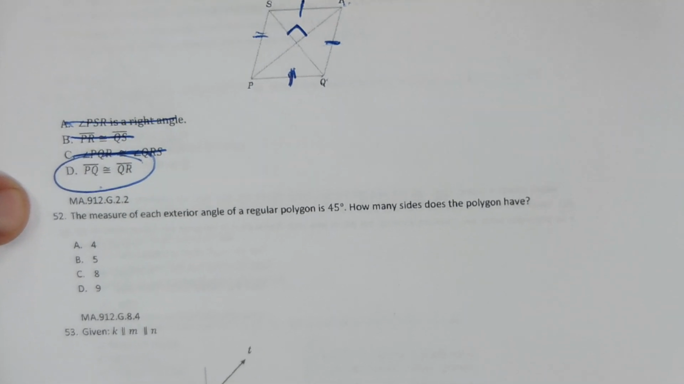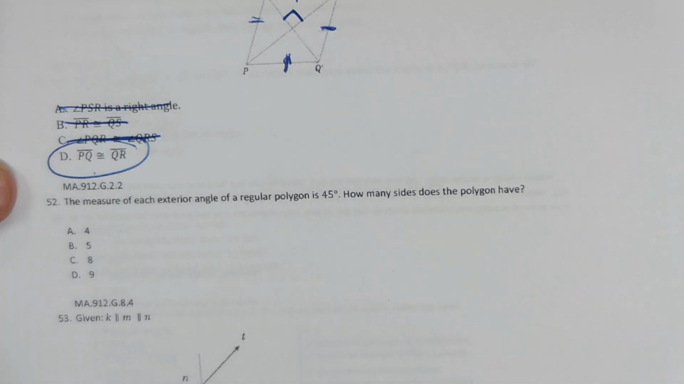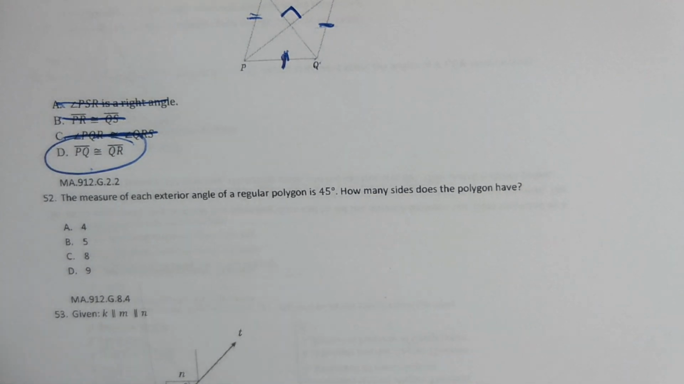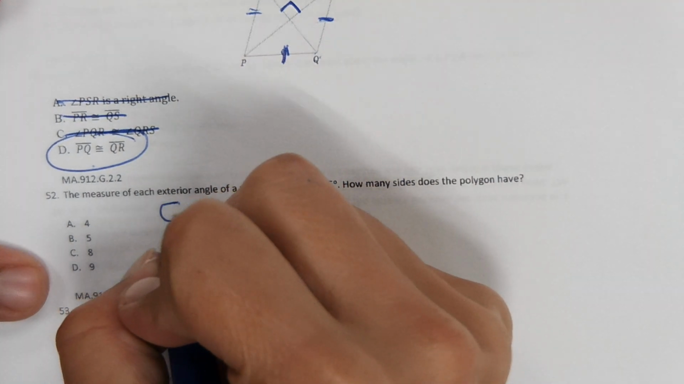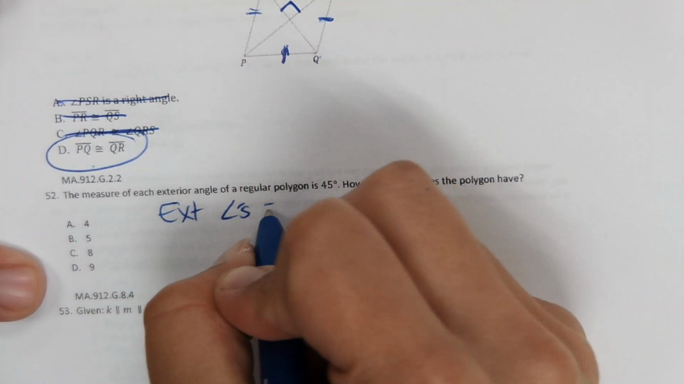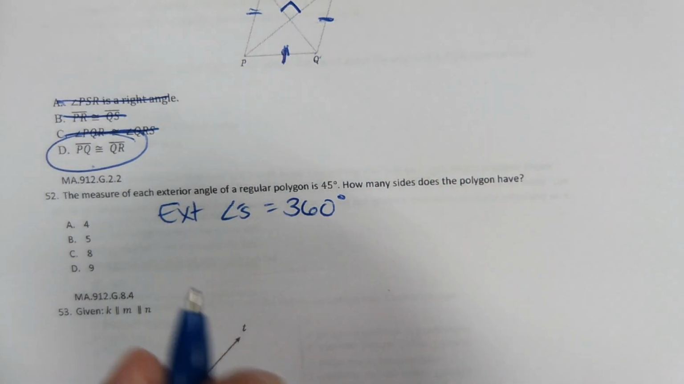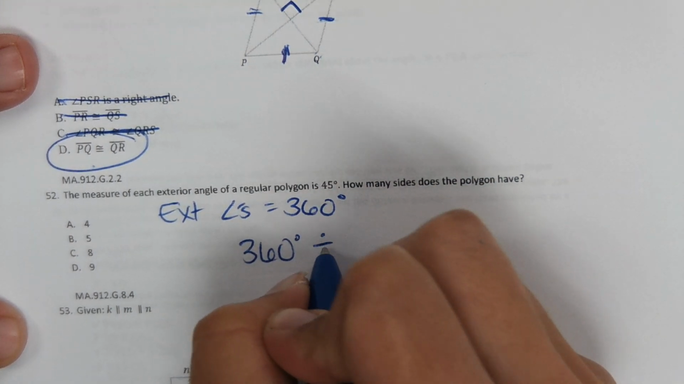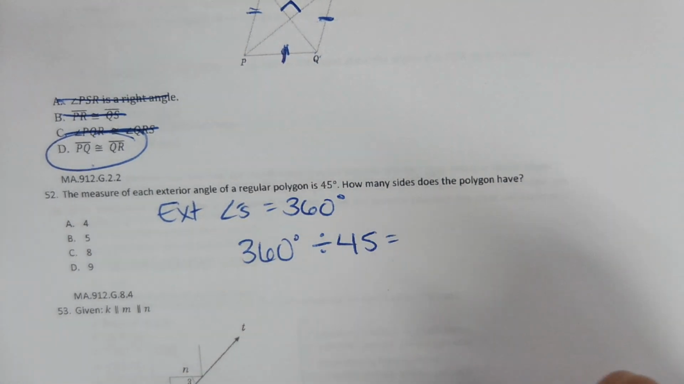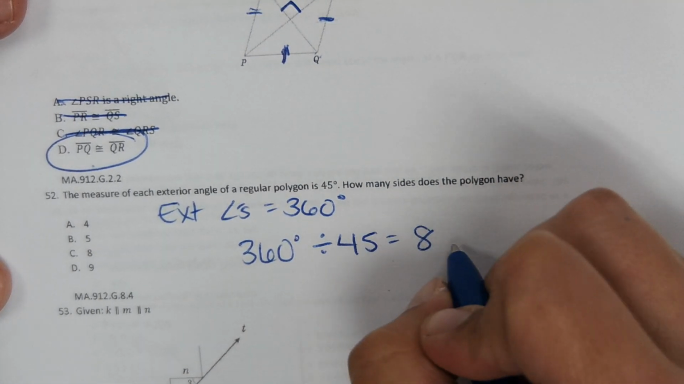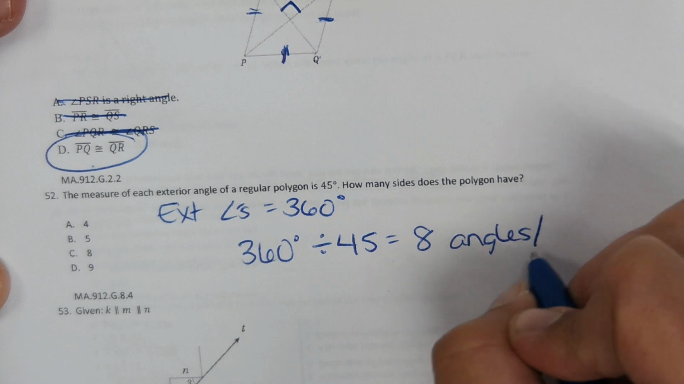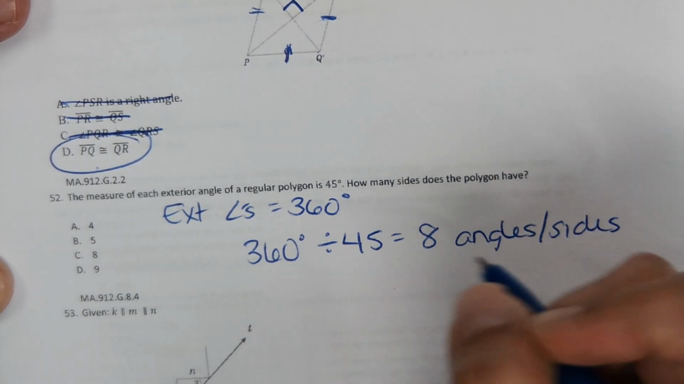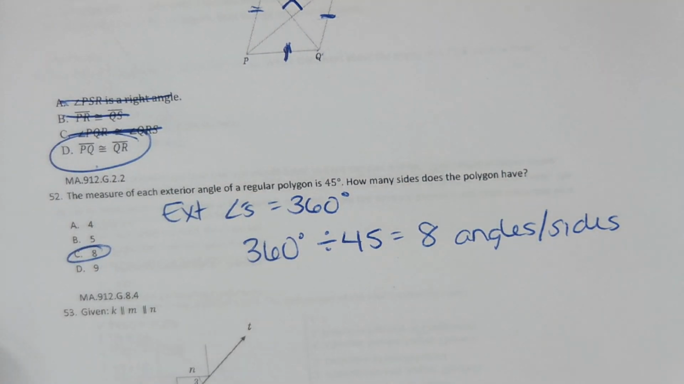Next. The measure of each exterior angle of a regular polygon is 45 degrees. How many sides does the polygon have? Okay, exterior angles equal 360 degrees for any polygon. So they always add up to 360. So if we take 360 and divide it by 45, we can find out how many angles it has. This comes out to 8 angles, and the number of angles and number of sides is the same. So that would be an octagon, 8 sides.